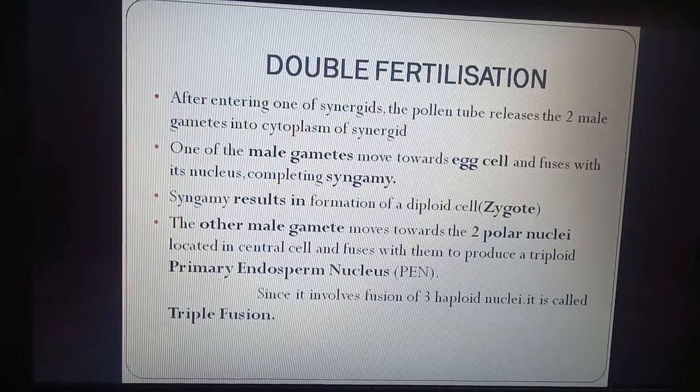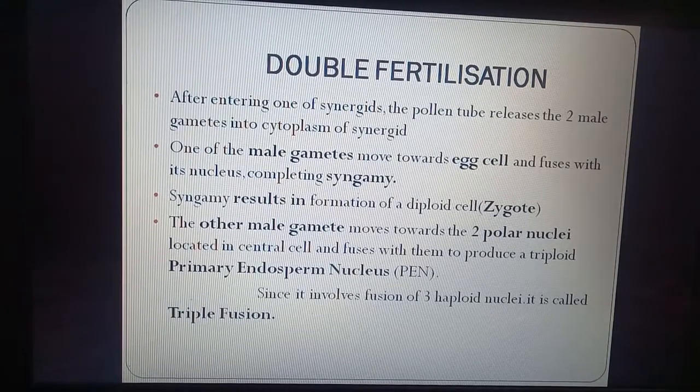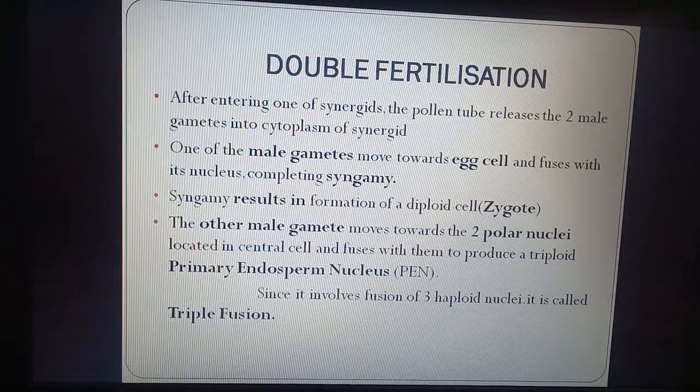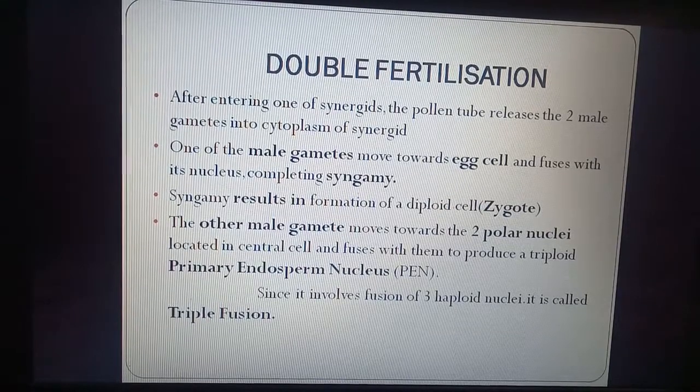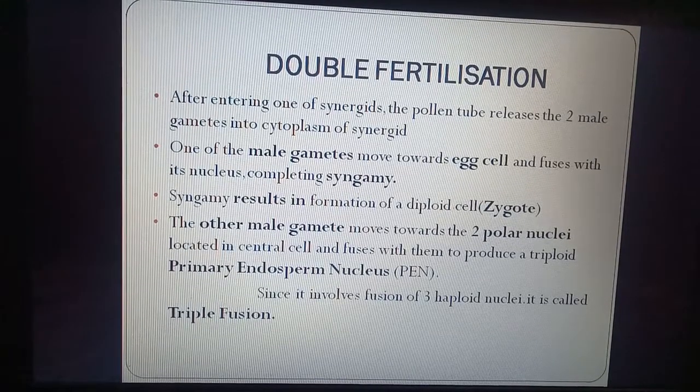Double fertilization. In the last class we studied how the pollen tube enters the ovule. So after entering one of the synergids, we know that there were two synergids, the pollen tube releases the two male gametes into the cytoplasm of the synergid.